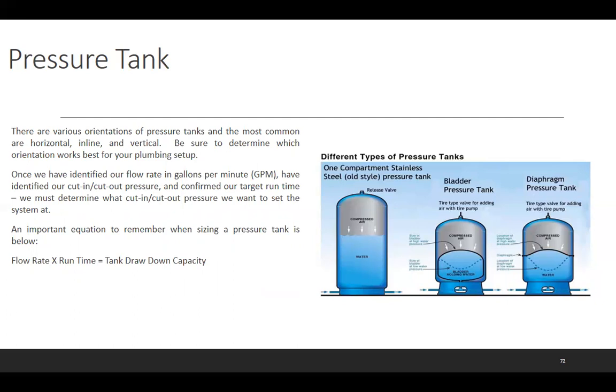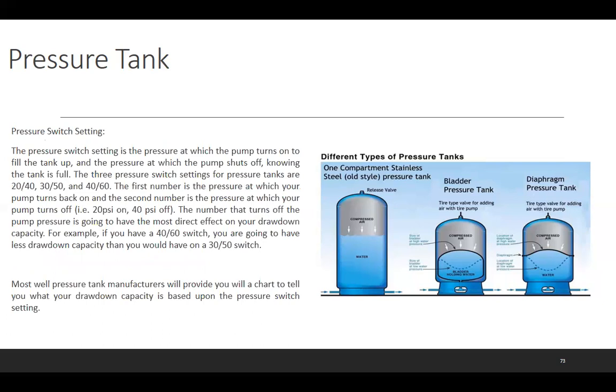Once we have identified our flow rate in gallons per minute, identified our cut-in, cut-out pressure, and confirmed our target runtime, we must determine what cut-in, cut-out pressure we want to set the system at. An important equation to remember when assessing a pressure tank is below. The flow rate times runtime is the tank drawdown capacity.